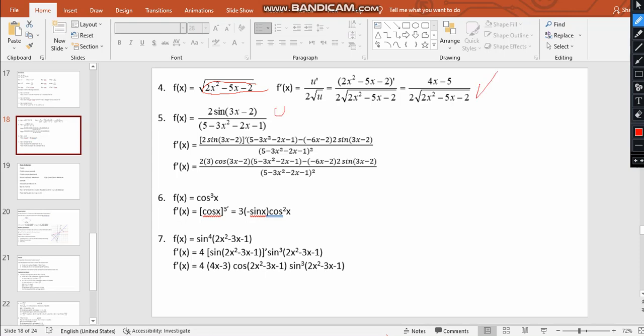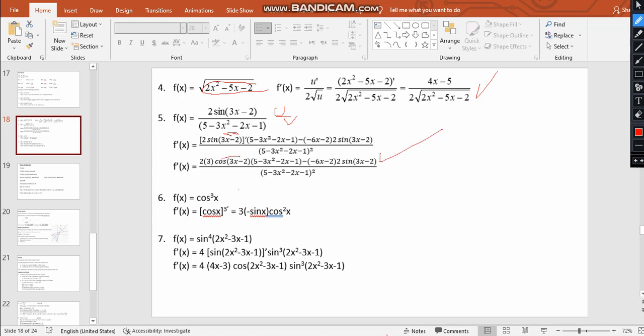This is u over v. I'm going to do it step by step. U prime v minus v prime u. Here it's very easy to do. So it's minus 6x. Minus 6x into minus 2 into 2 sine 3x minus 2, over square. Now this is of the form sine u. It's u prime cosine u. Derivative of 3x is 3. Cosine of 3x minus 2. You know this.